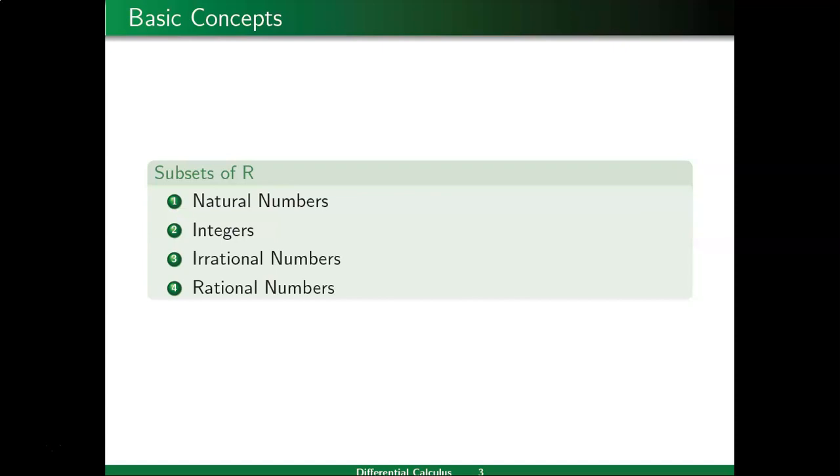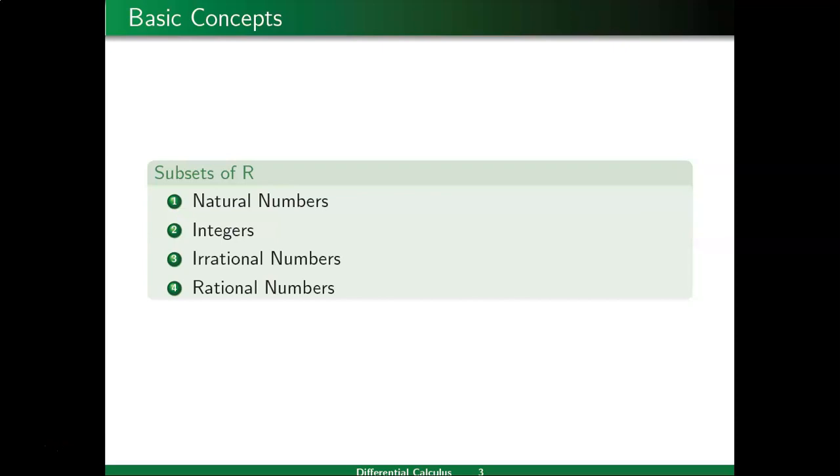Let us see the subsets of reals. The first one is the set of natural numbers, which starts from 1, 2, 3, 4 and goes on to infinity. Number 2 is the set of integers like 0, positive 1, 2, 3 and so on up to plus infinity, as well as minus 1, minus 2, minus 3 up to minus infinity.